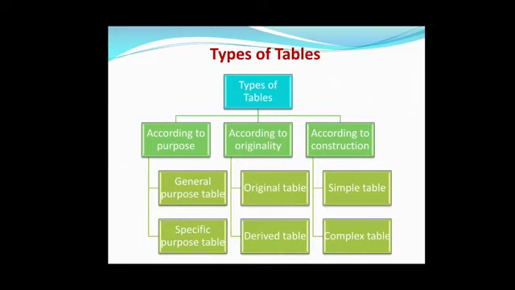According to purpose, there are further two subtypes of a table. First, general purpose table, and second, specific purpose or special purpose table. According to originality, there are also two subtypes of table. First, original table, and second, derived table. And the two important types of tables according to construction are simple table and, second, complex table. Now we will discuss them one by one in detail in coming slides.